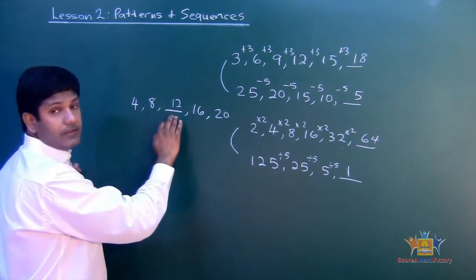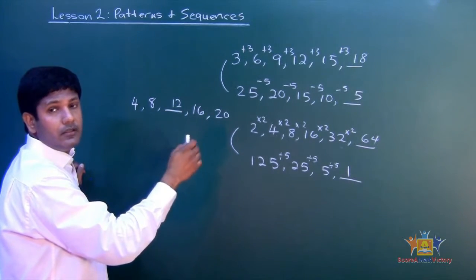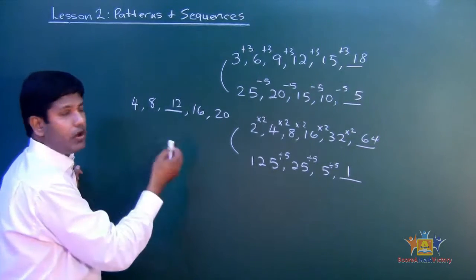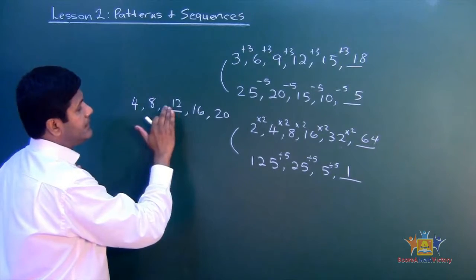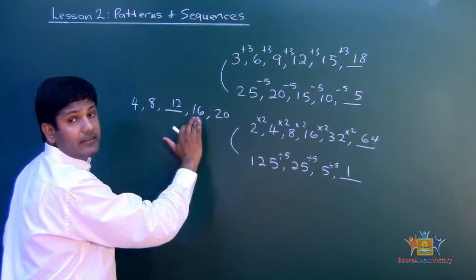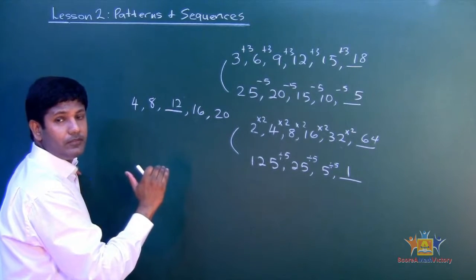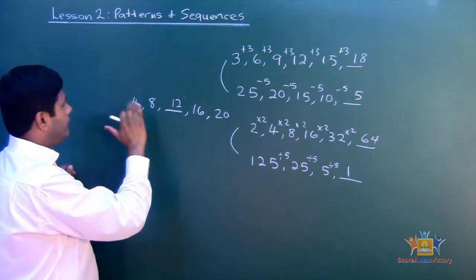Even when you find the answer, check if that has the same sequence. Okay, the pattern is still the same. Let's say, for example, we thought it could be times 2. So 4 times 2 is 8. 8 times 2 is 16. 16 times 2 should be 32, but it gives me 16. So that means that's not the right sequence. Then you go back and look for a different one.